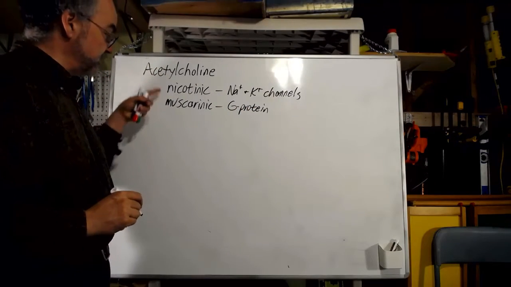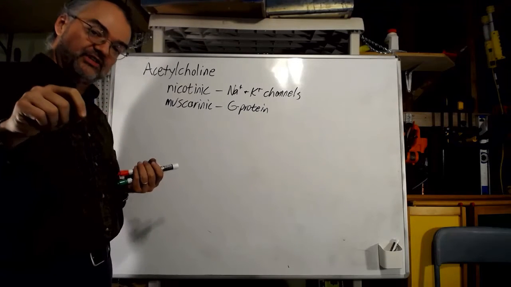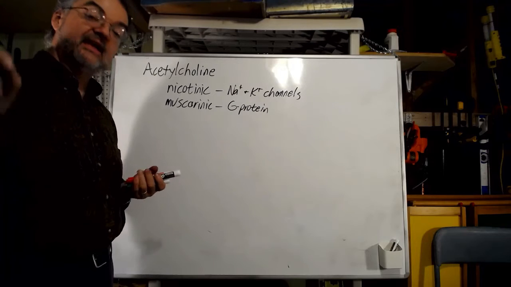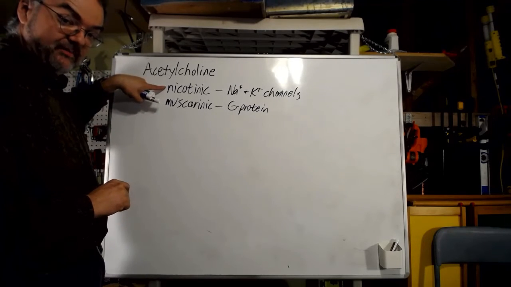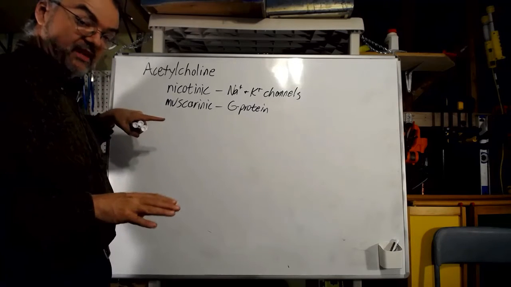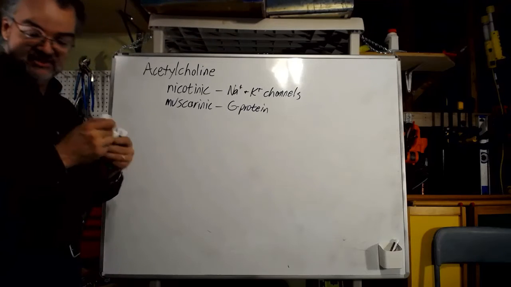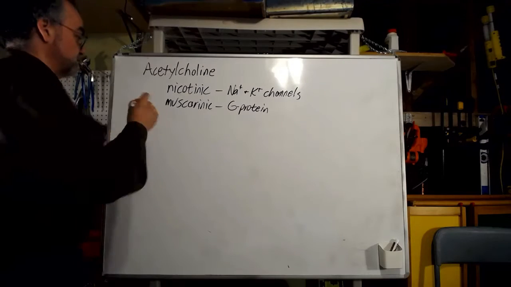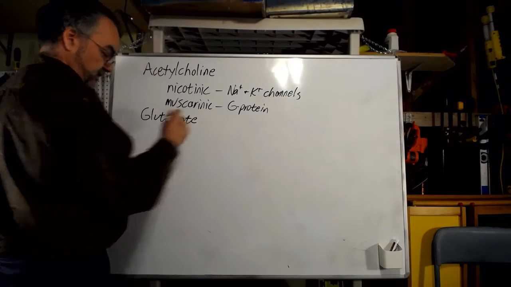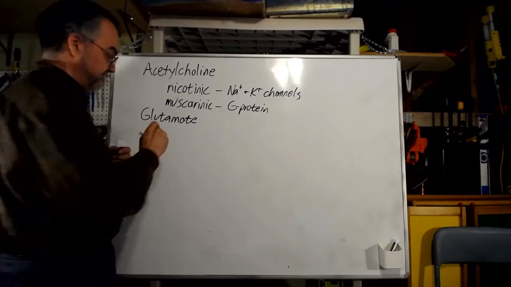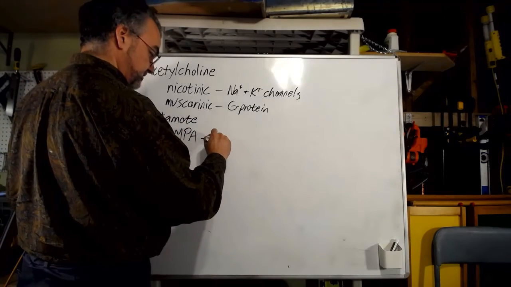You'll learn more about them later in the nervous system when we talk about the peripheral nervous system and in the muscular system. Your skeletal muscles use this kind of receptor. Some of your smooth muscle and some glands use this kind of receptor, so you'll see both of them. Some others that are involved. Glutamate is a common one. There are several kinds of receptors for glutamate. AMPA receptors are ionotropic.